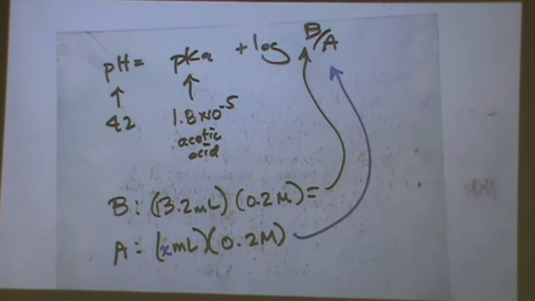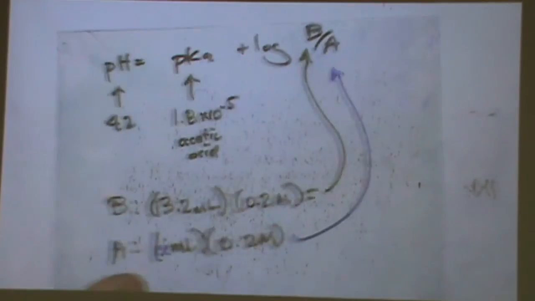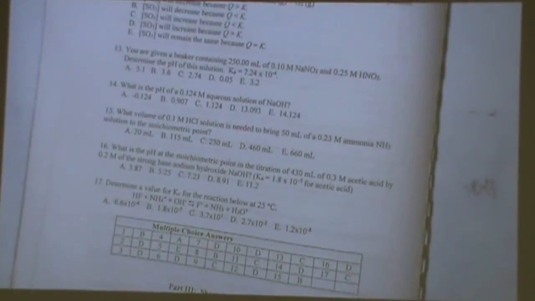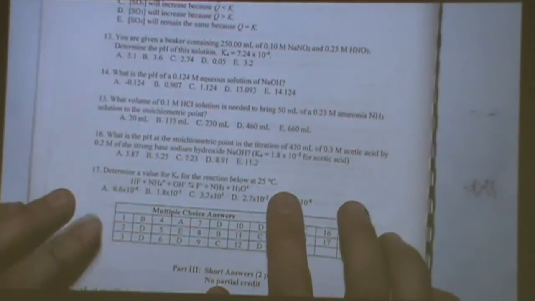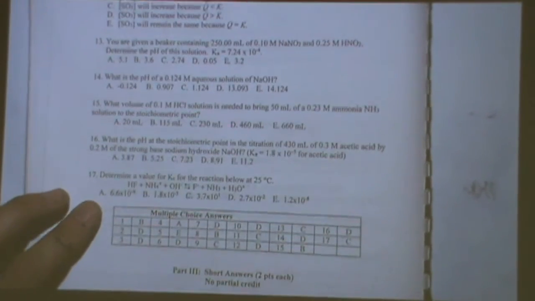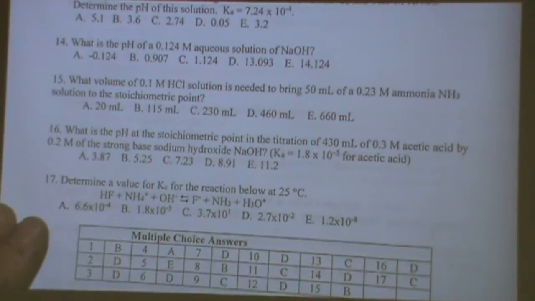Okay, who's next? Yes? Number 17 on page 70. That's such a good question. Okay. Brings back tears. Okay. All right. How the heck do you do this question? Basically, right? Okay.